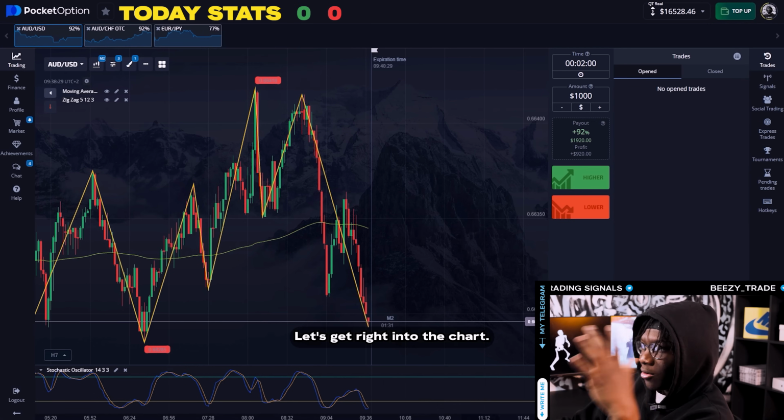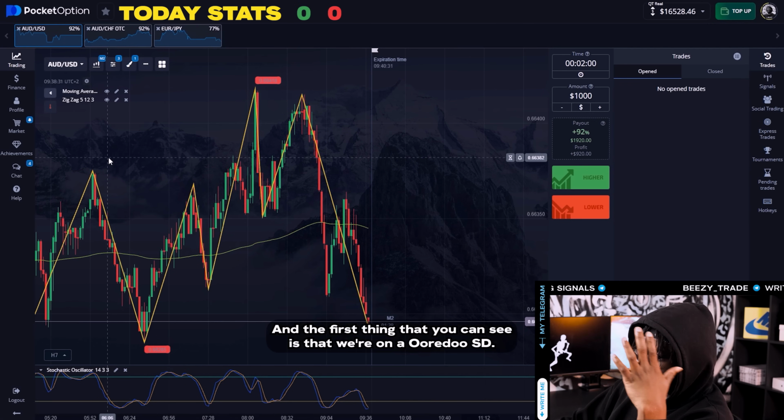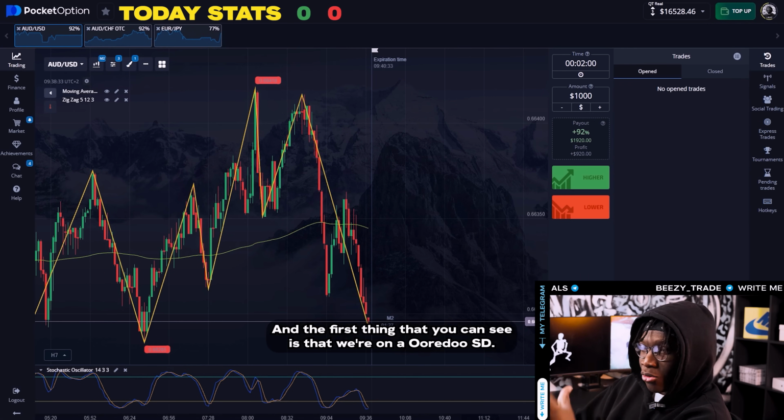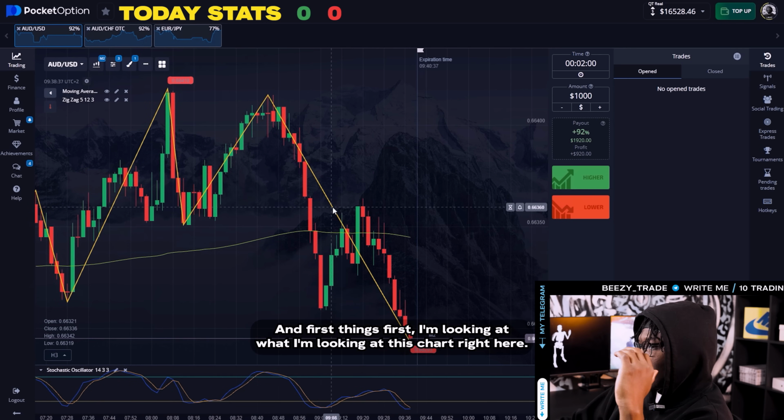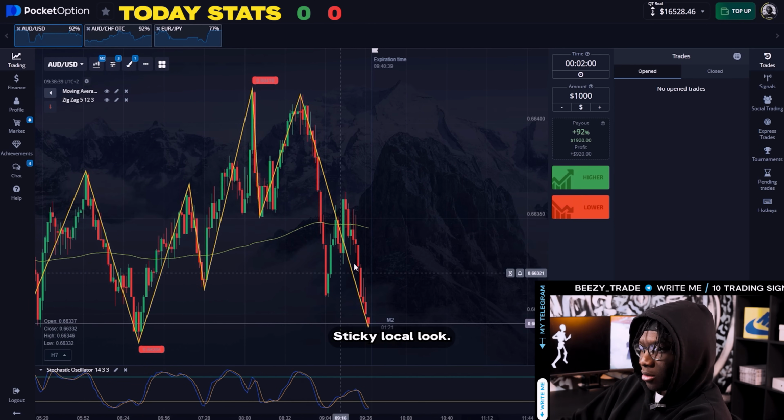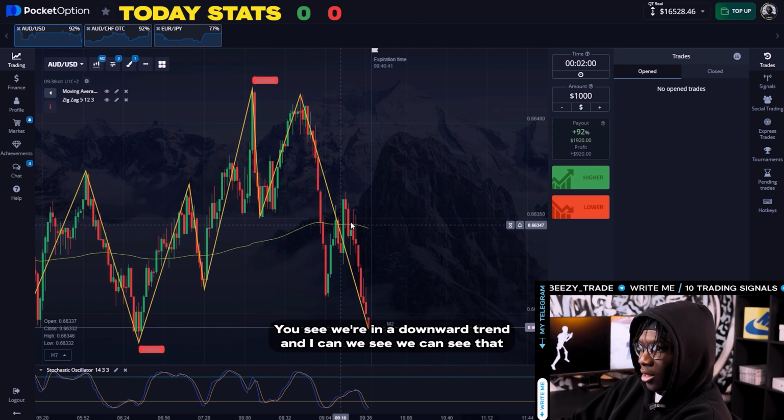Yo gang, let's get right into the chart. And the first thing that you can see is that we're on AUD/USD. And first things first that I'm looking at this chart right here. Let's take a little look. We can see we're in a downward trend. And how can we see?